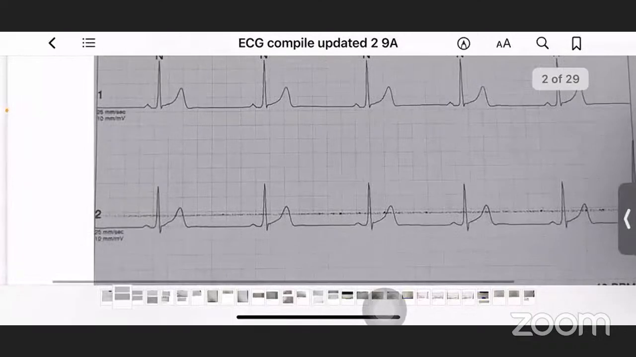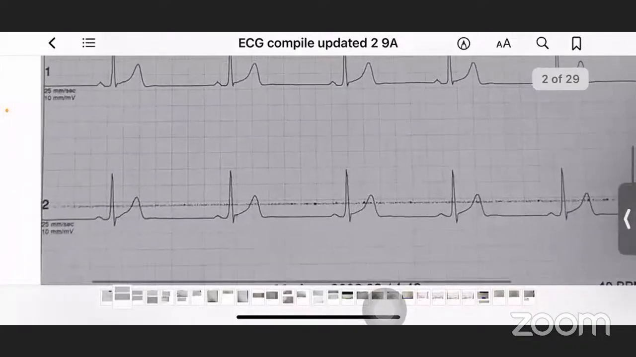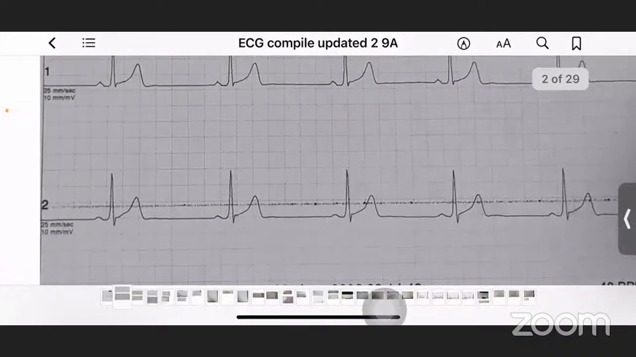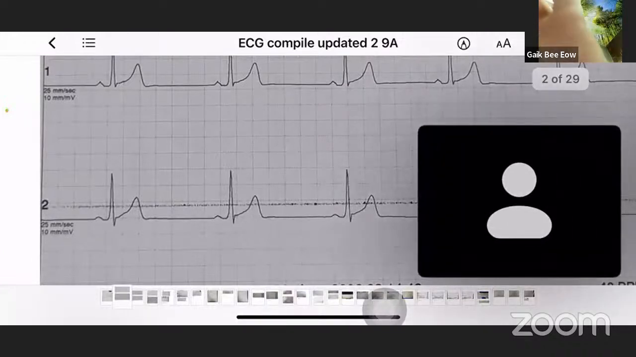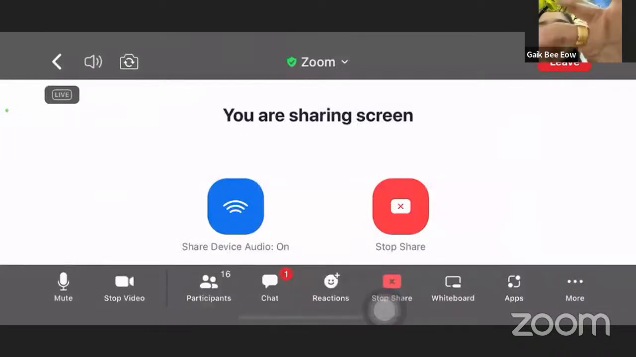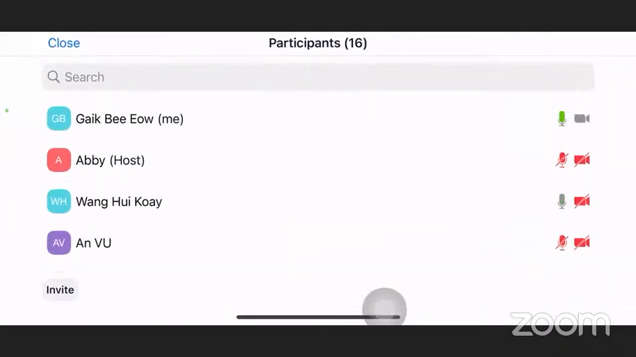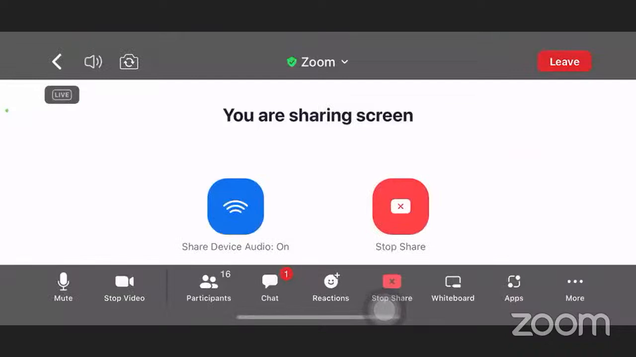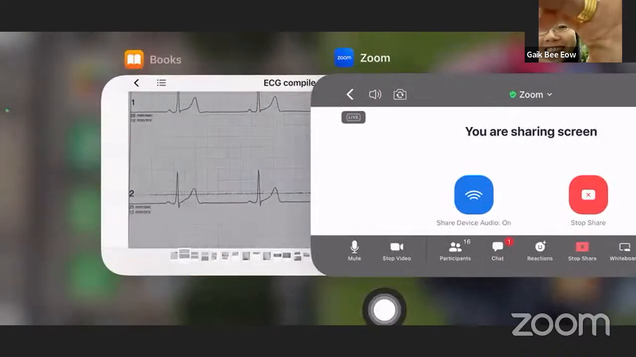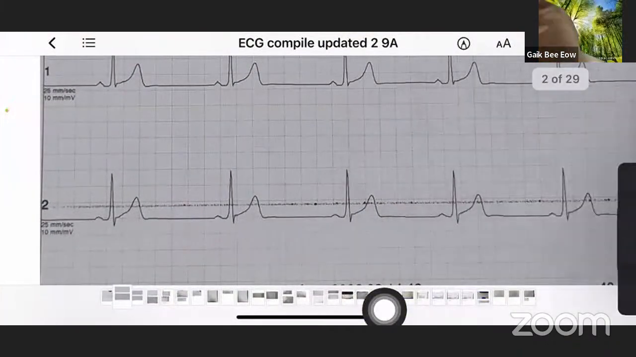Okay, so what is the heart rate? Brady, you want to try? What is the heart rate? Is Brady here? Or Wang Hui? Yes, come. What is the heart rate?